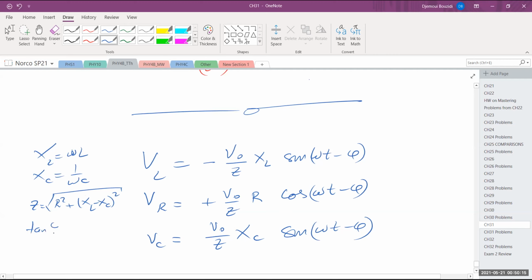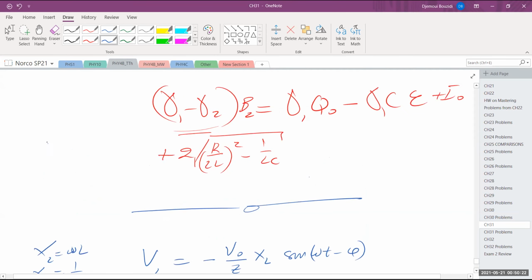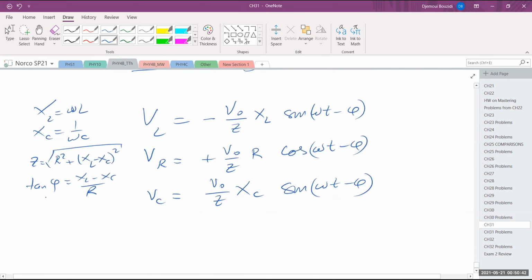tan of phi is XL minus XC over R, which means that the cosine, if you look at the trick that we looked at the other day, this morning actually, so this will be R, this is XL minus XC, the difference between the two, and this is Z actually. So the cosine of phi is simply R over Z, okay? Cosine of phi is R over Z. Okay, it's very easy to prove actually from this expression too.